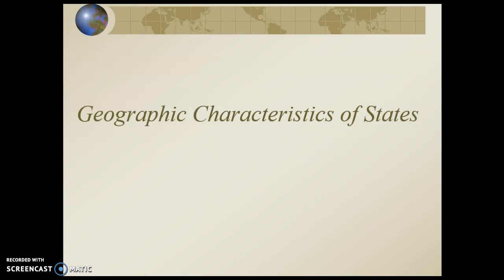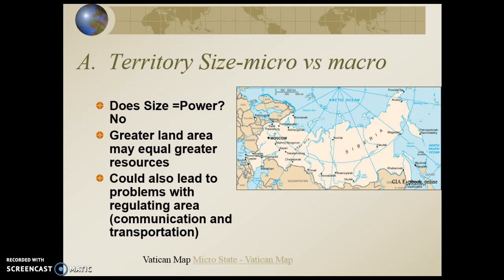Okay, this lecture is on geographic characteristics of states. So we're going to start to look at some of the things about how states are represented in space. So first topic, or first idea, is territory size, micro versus macro.